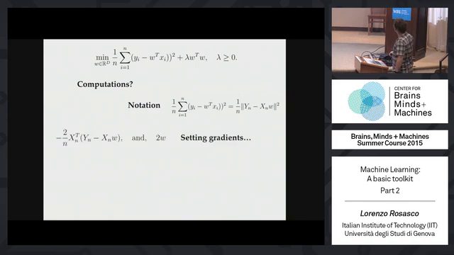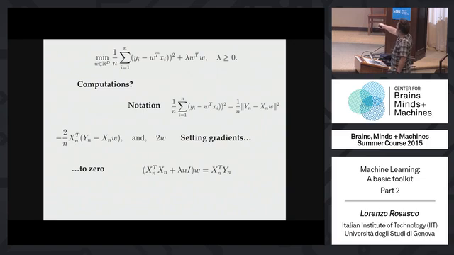It's useful because if you now take the derivative of this with respect to w, you get this. This is the gradient. I haven't set it to 0 yet. This is the gradient of the least squares part. This is the gradient of the second term, which is still multiplied by lambda. If you set them equal to 0, what you get is this.